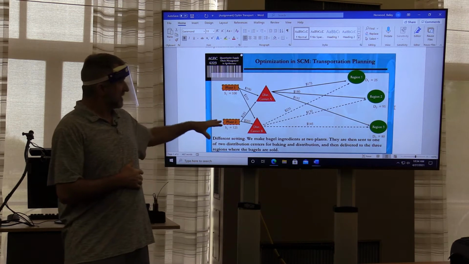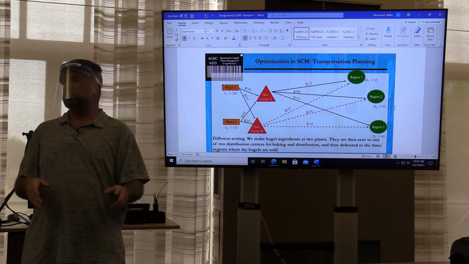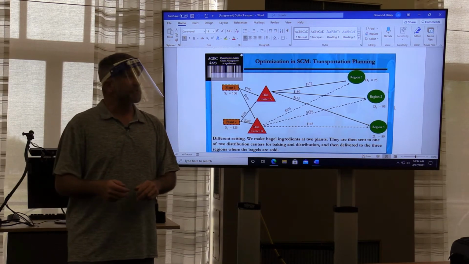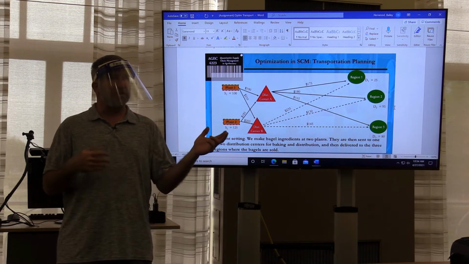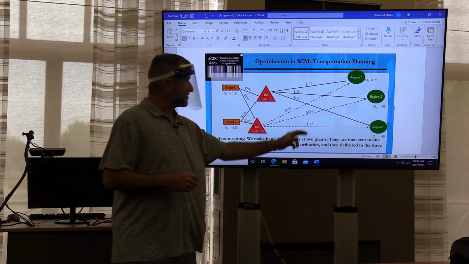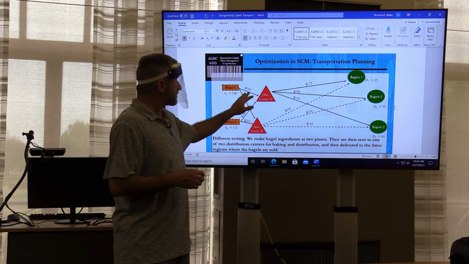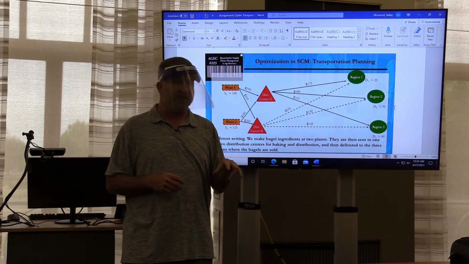We had this scenario where we had 2 plants, 2 distribution centers, and 3 regions, and we had to figure out the least cost transportation way of getting stuff from plants to the regions. And in this assignment, I didn't even change our parameters. I didn't change the cost numbers or anything.